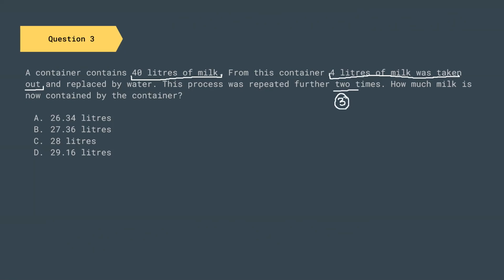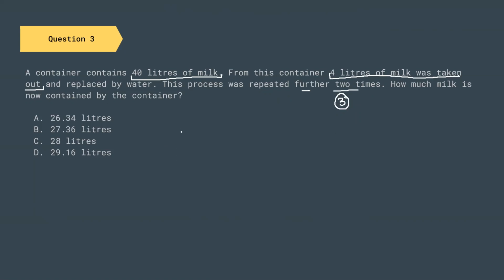Fine. This is a very important part. This process was repeated further, means 2 more times was repeated. So 1 time was already done and other 2 times. So total 3 times this process was repeated. How much milk is now contained in the container?